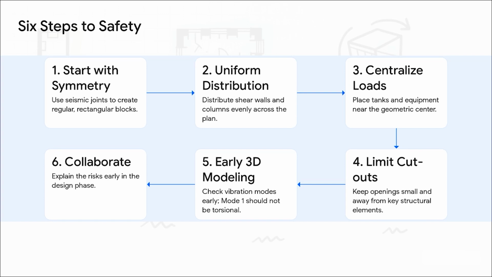2. Spread out your stiff elements, your shear walls, your columns, as evenly as you can. 3. Put heavy stuff, like water tanks, near the center. 4. Keep any holes in your floor slabs small and away from critical areas. 5. Run your 3D models early and make sure the building's first instinct is to sway, not to twist. And finally, number 6, architects and engineers have to be talking from day one to design these risks out of the project before they even become a problem.